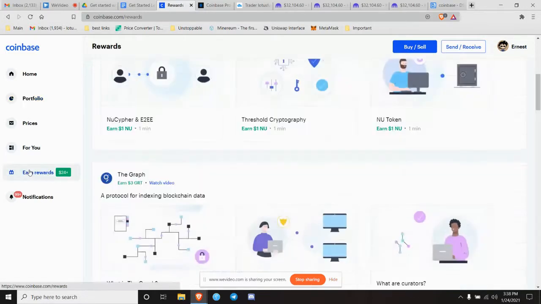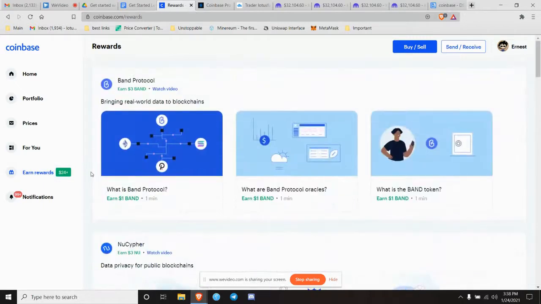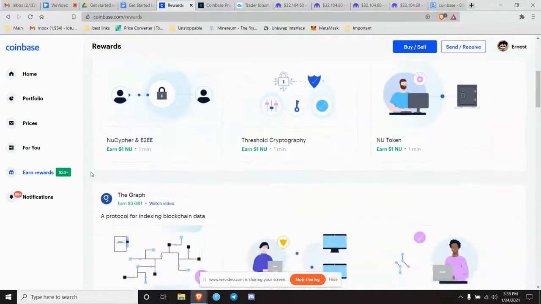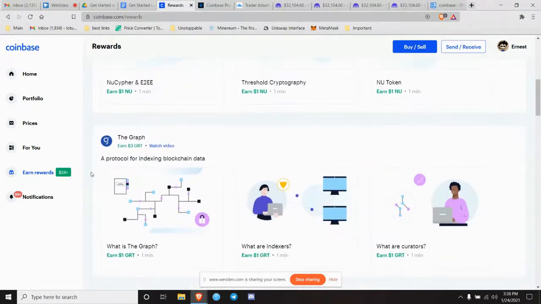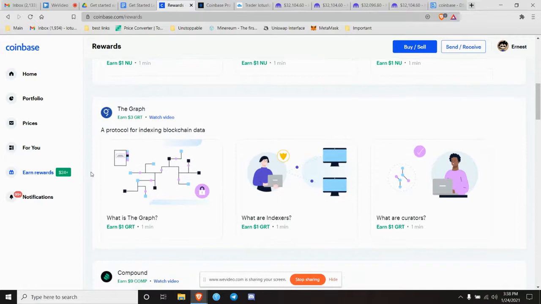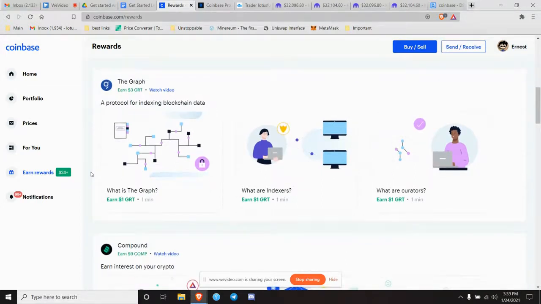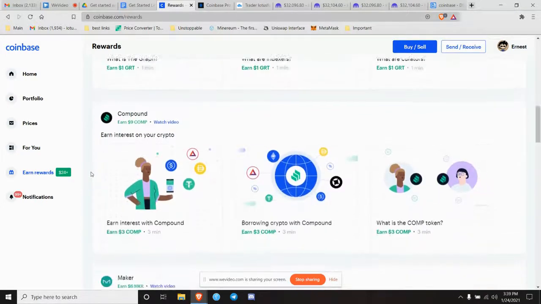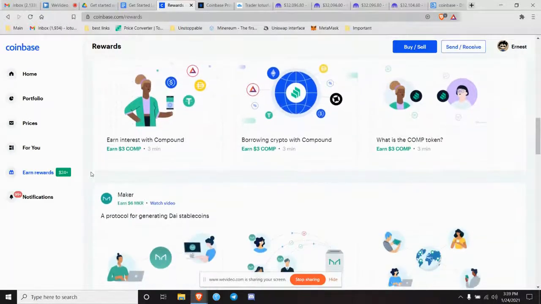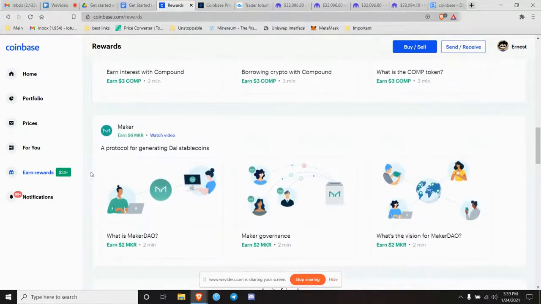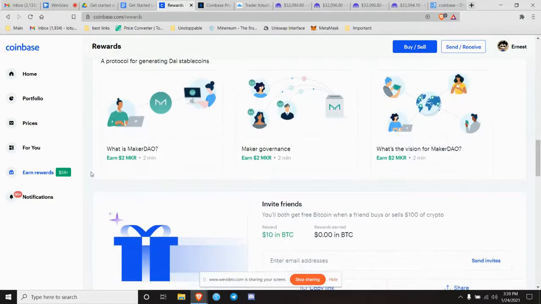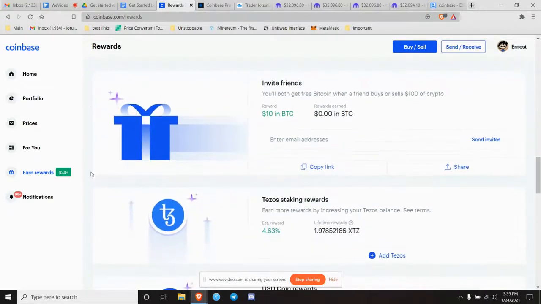The other thing you can do on the main Coinbase platform is you can earn rewards for watching educational videos about specific tokens and protocols. This is a great way to kind of learn about some different things that blockchains can do and why they're useful, and to see some of the different things that are done with different types of cryptocurrencies.